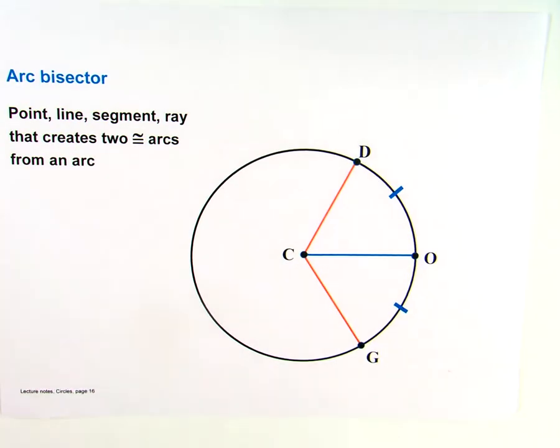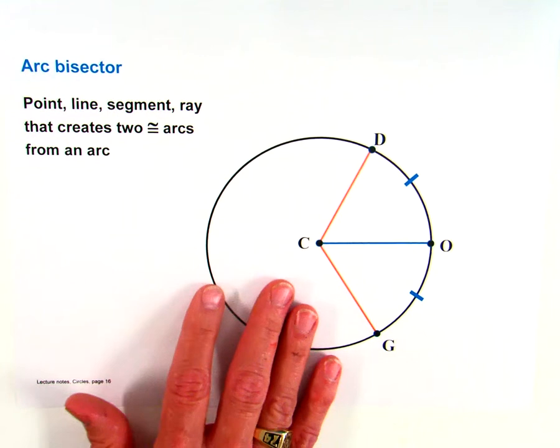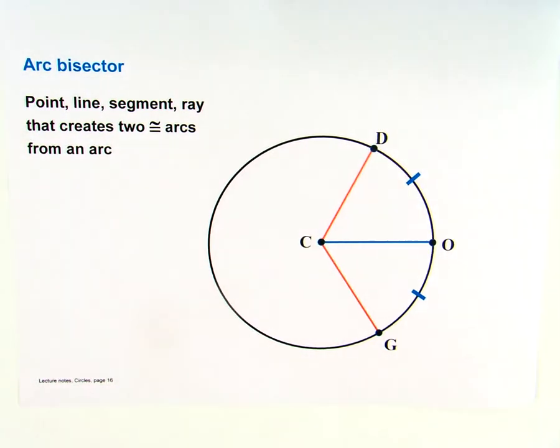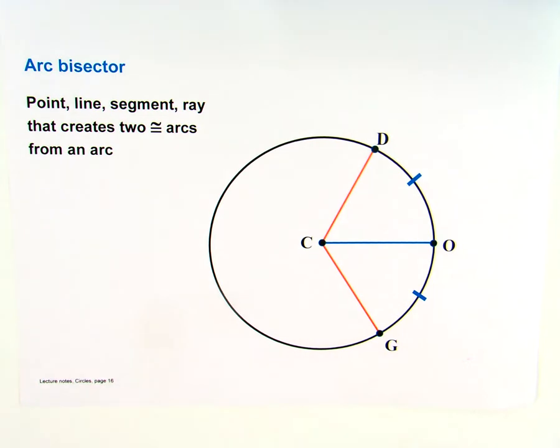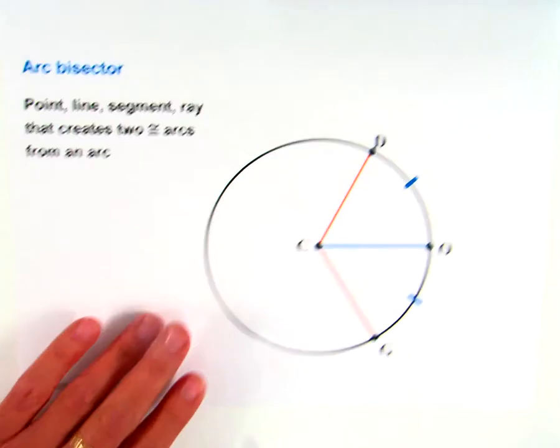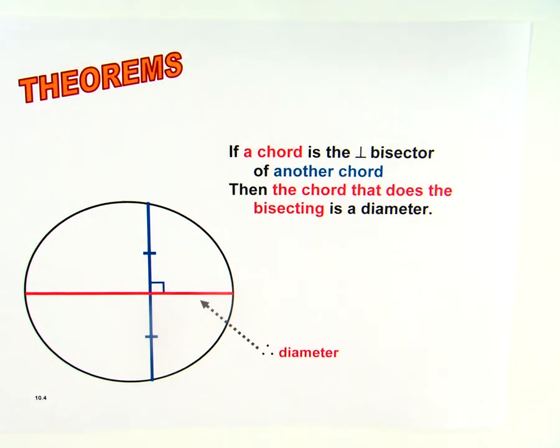Okay, we'll start with a definition here that I don't think is going to surprise you. The bisector cuts it in half. Oh wow, what a surprise. Anything that cuts an arc into two equal portions is a bisector. So a point, a line, a ray, a segment, anything that cuts an arc into two equal arcs is an arc bisector. Here's the theorem. Just kind of read through it. Write it down in your cipher.